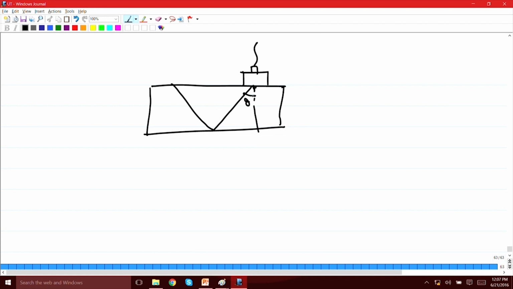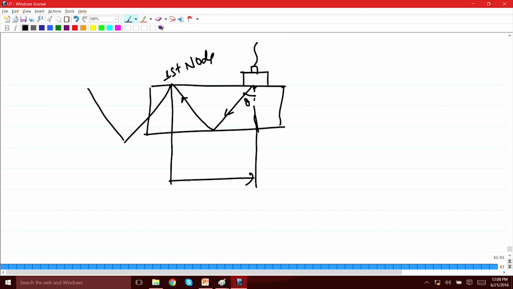So, this is the incident angle and it will hit the back wall and then again go back to the top surface. So, this point when it is coming back to the top surface again is known as a node. So, this is the first node and then we will be having second, third and so on. Okay. So, the distance between this first node and the probe is known as skip distance.